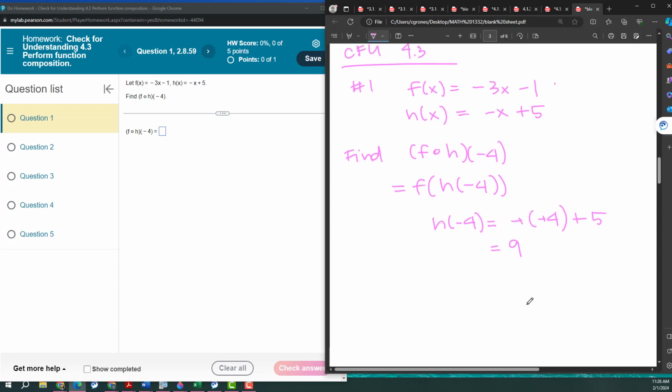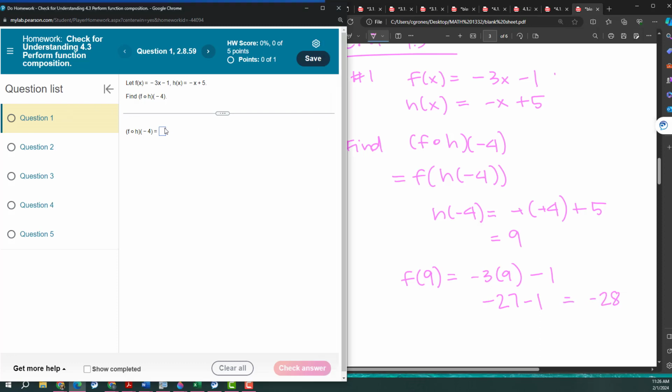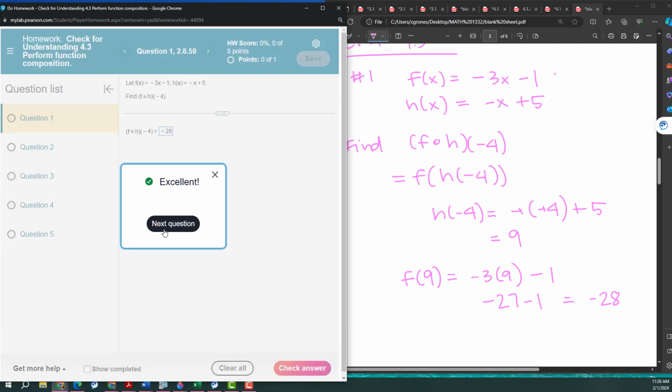Now we can input 9 into our f of x. So f of 9 equals negative 3 times 9 minus 1. So 3 times 9 is 27. We have negative 27 minus 1 equals negative 28. All right.